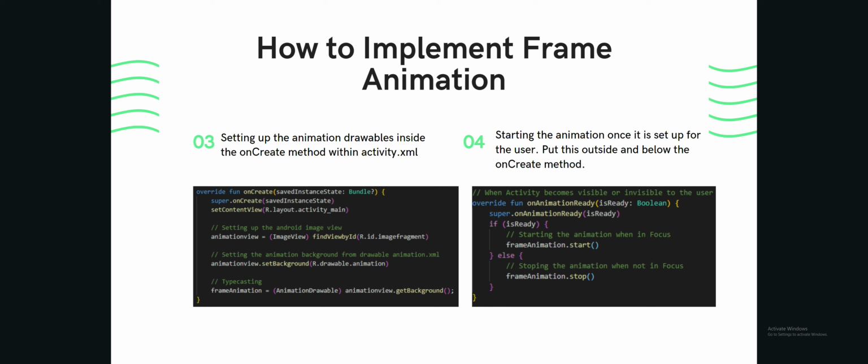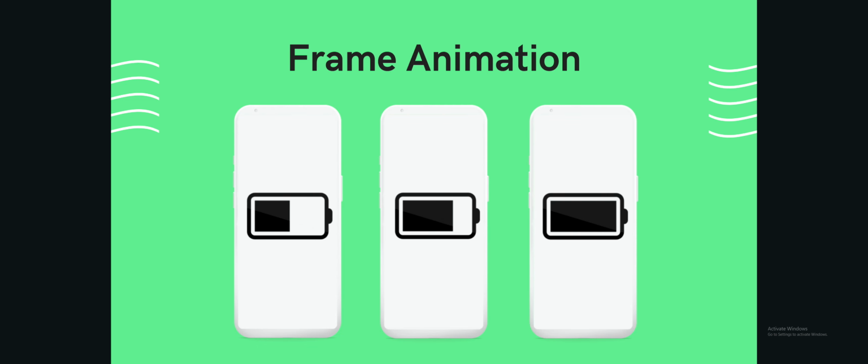And the fourth and final step is to call the frame animation to start or stop. This should be done outside of the onCreate method, as we'd like the animation to start when the user's view has fully loaded and completed. An example of frame animation could be a battery charging animation. A higher transition duration was probably needed for a frame animation of this type, just so the user can get the full user experience and understand what is happening.